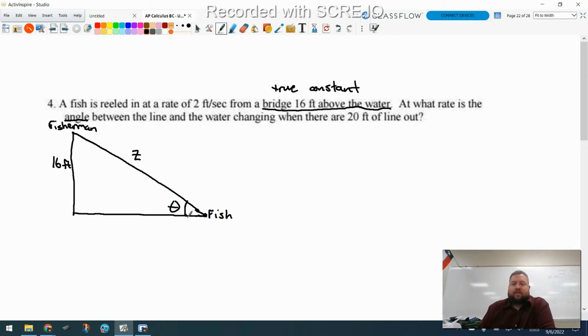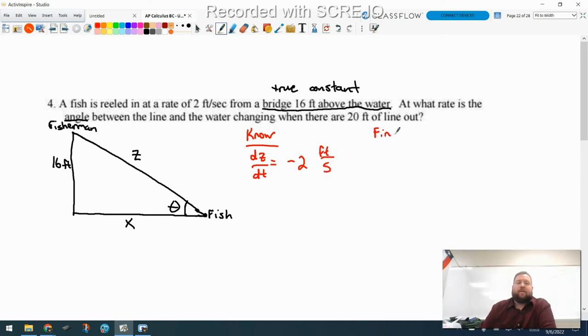Also we have this horizontal distance we need a label for. As the fish gets reeled in by the fisherman, the fish is going to get closer and closer to the bridge. So that's going to be a variable as well. I'm going to label that x just because it's horizontal. Okay, so let's write down what we know. The fish is reeled in at a rate of 2 feet per second. This line is getting shorter, so dz over dt is equal to -2 feet per second.